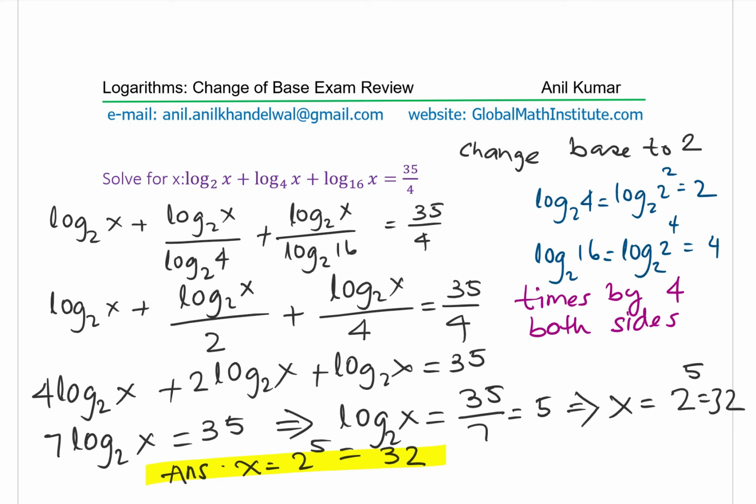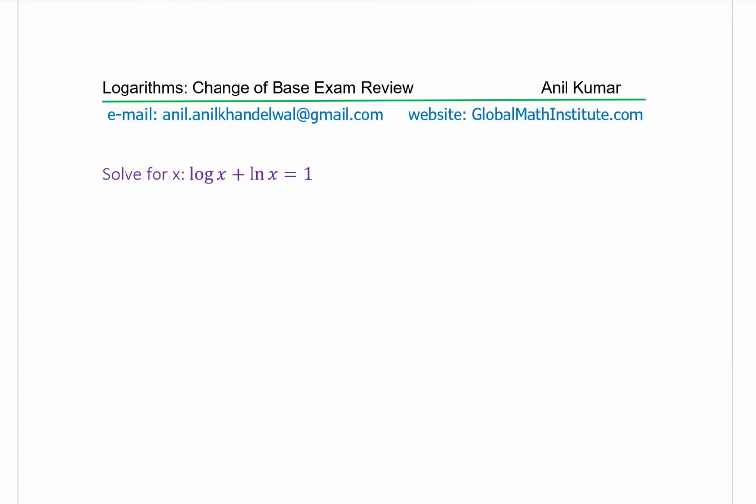So I hope the steps are absolutely clear. So we once again applied the change of base formula and effectively solved the question. Now here is the last question for you, which is solve for x, log to the base 10 of x plus ln x equals to 1. Very interesting question. So we are going to combine log to the base 10 with log to the base e, which is ln x equals to 1.